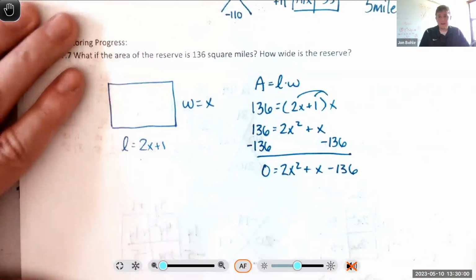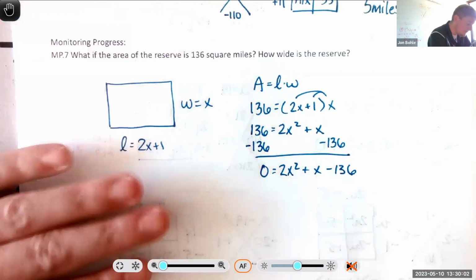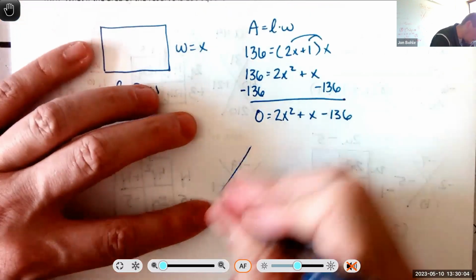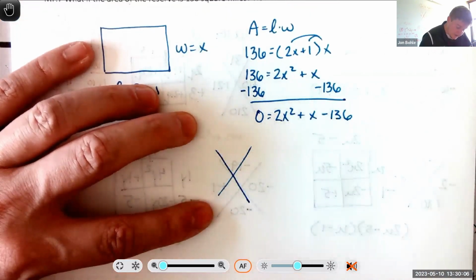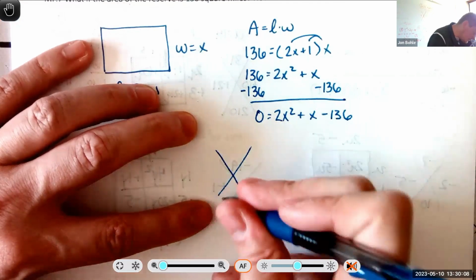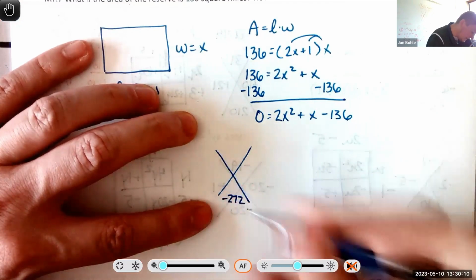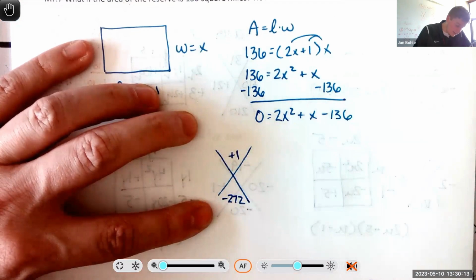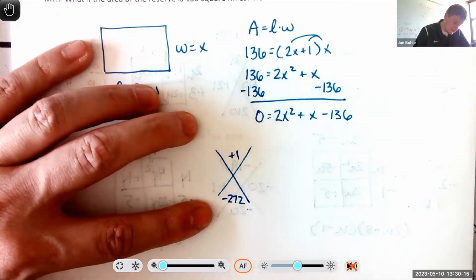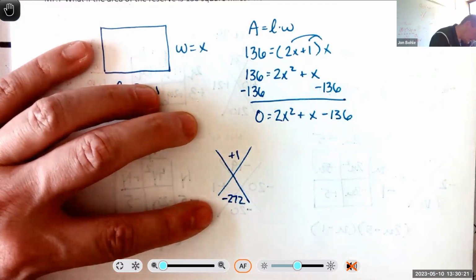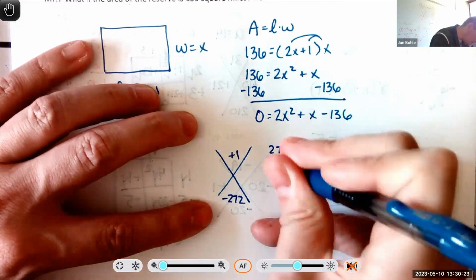Okay, there's no greatest common factor. My a value is not 1, so I have to use the Xbox method of factoring here. So here I'm going to go 136 times 2, negative 272. And my b value is 1. Okay, so I got to think what that's going to be. Honestly, I don't know. So I think we're going to have to start listing these.